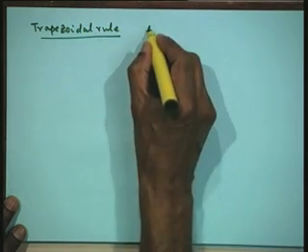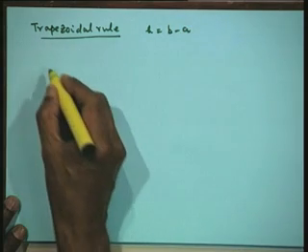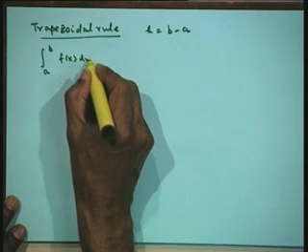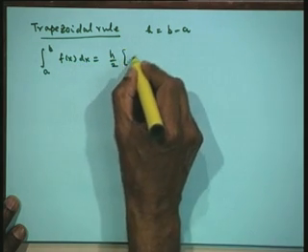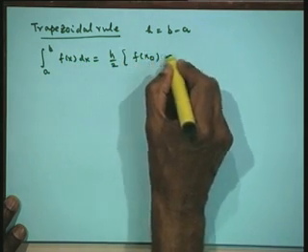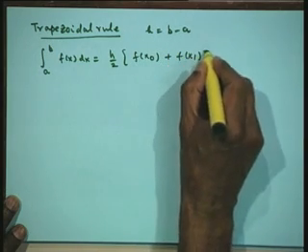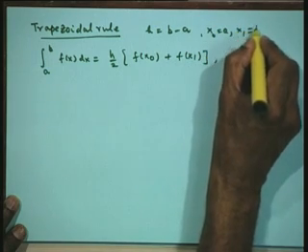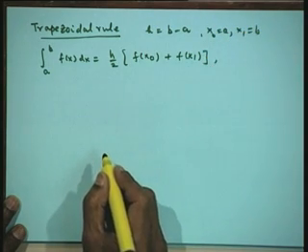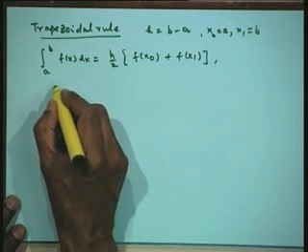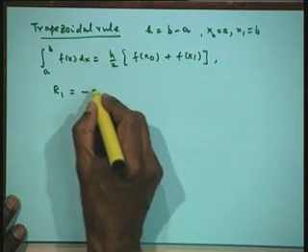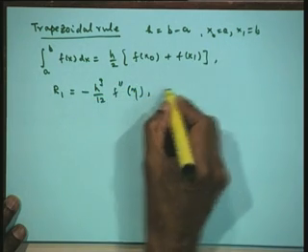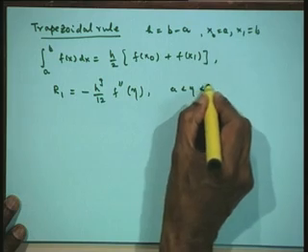in which the step length h is taken as the total length, that is b minus a, and we have derived the formula as integral a to b f(x) dx is equal to h by 2 of f of x naught plus f of x 1, where x naught is our a and x 1 is equal to our b. We have also derived the error expression for this. The error expression, which we have written as R 1, that is minus h cubed by 12 f double dash of eta, where eta is any number between a and b.